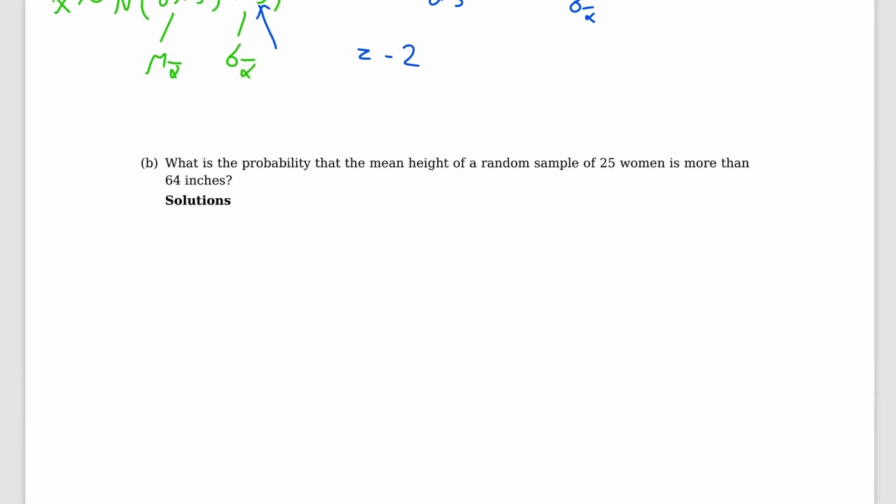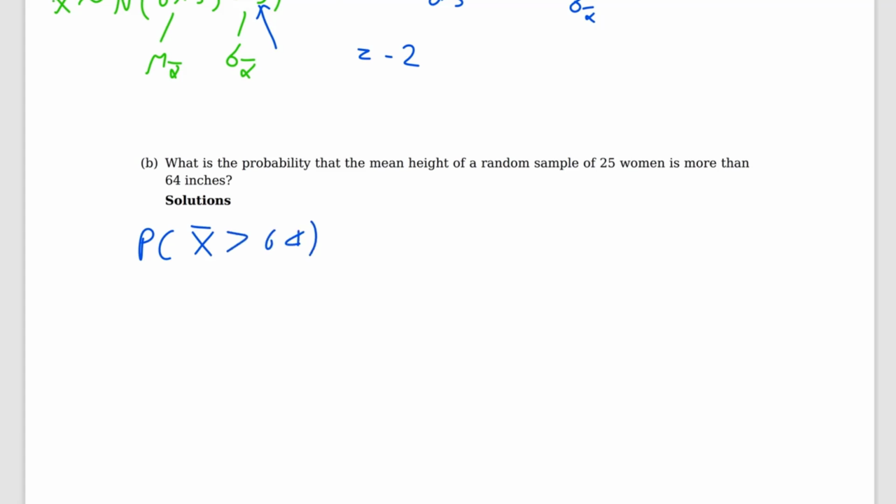Right. What is the probability that the mean height of a random sample of 25 women is more than 64 inches? Alright, now more than, again not only height, mean height, right? So probability of mean height greater than what?